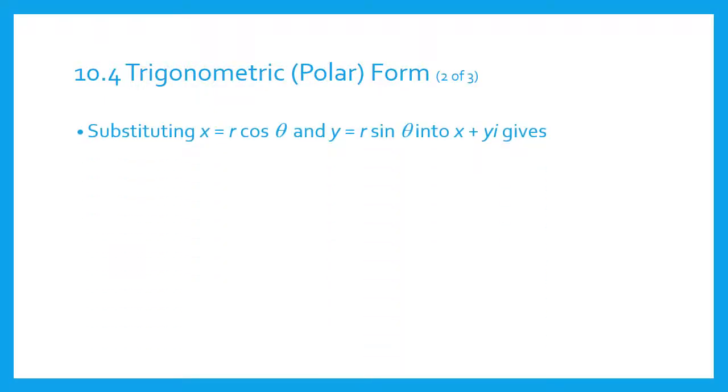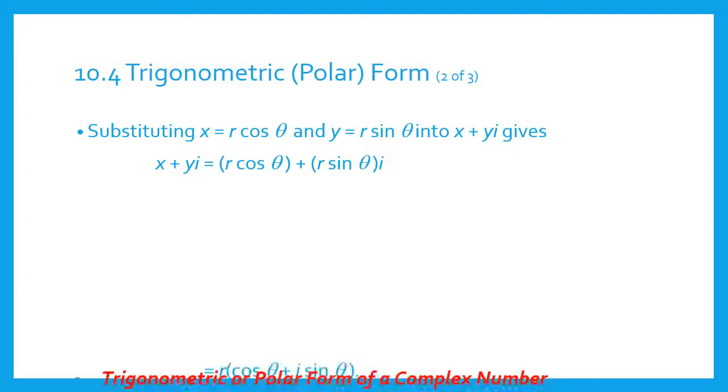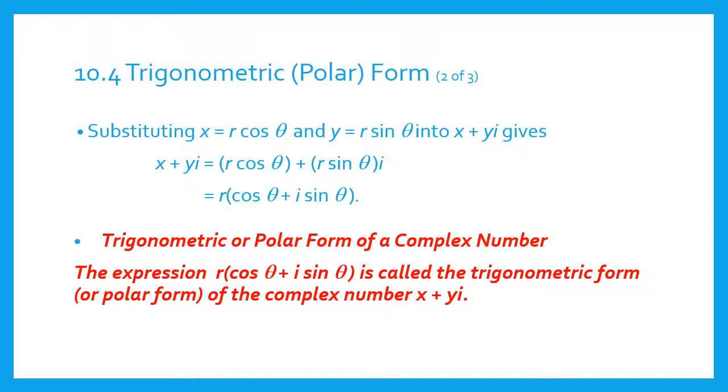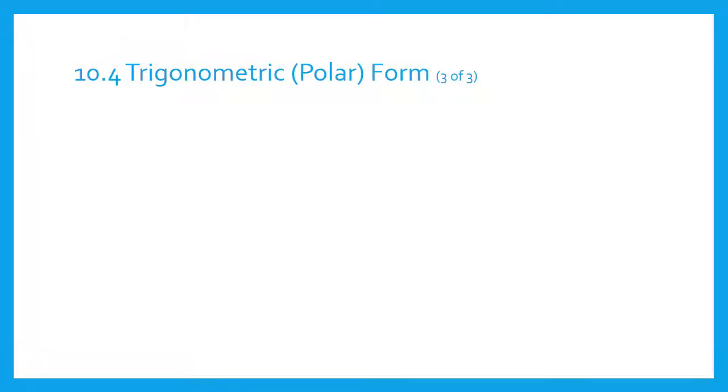Now, if we substitute x equals r cosine theta and y equals r sine theta into x plus yi, then instead of x plus yi, we get r cosine theta plus r sine theta i, which, if you factor out the r, is r times the quantity cosine theta plus i sine theta. This expression is called the trigonometric form or the polar form of the complex number x plus yi. So r times the quantity cosine theta plus i sine theta.